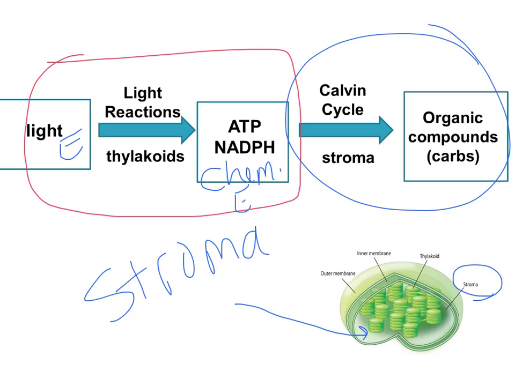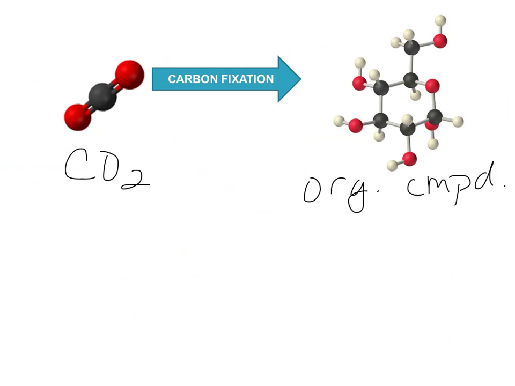So this is a two-step process in getting the carbons out of the Calvin cycle to be able to form the organic compounds. We're going to go through carbon fixation as well as reduction, and then we'll complete the cycle. Our first step in the Calvin cycle is going to be this carbon fixation.